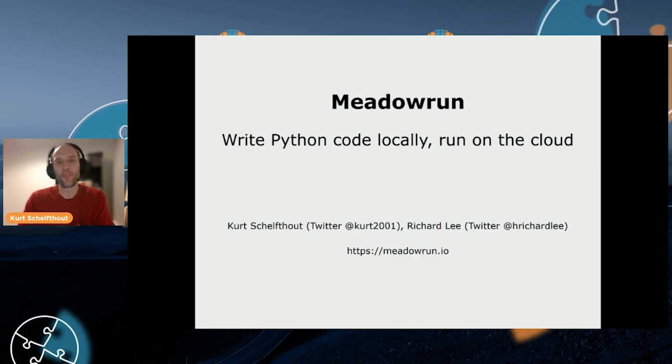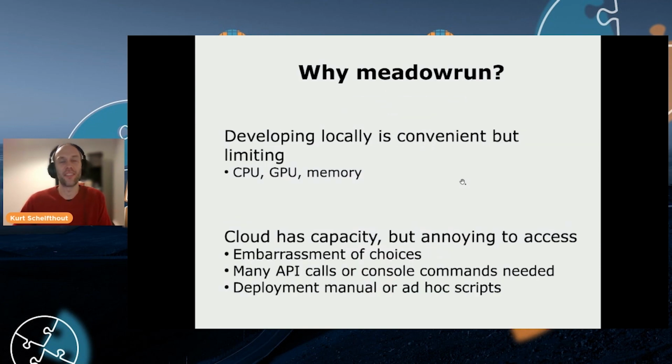Meadowrun is an open source project that Richard and I have been developing to make it easy for data scientists and data engineers to run any Python code on the cloud without much hassle. So why did we come up with this idea? Well, because we think that developing locally is convenient, right? You have everything sort of at your fingertips. It's fast. There's lots of flexibility, but it can be limiting, right?